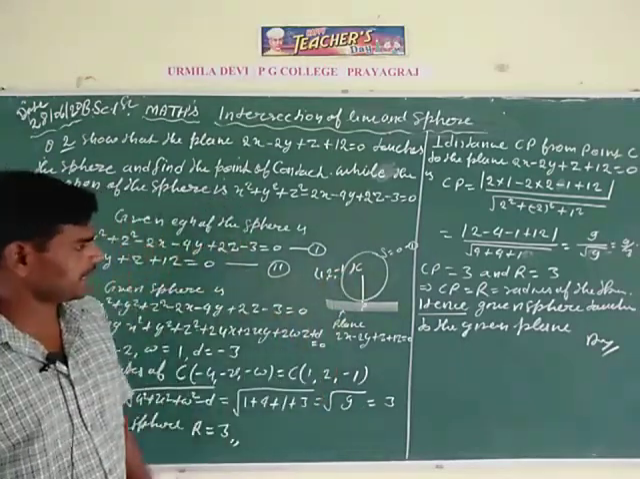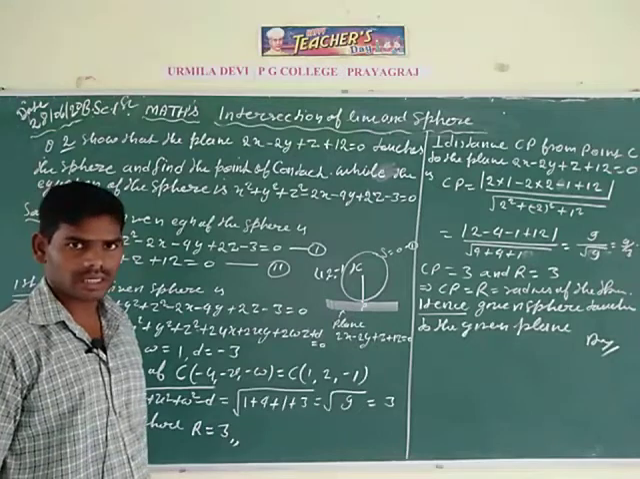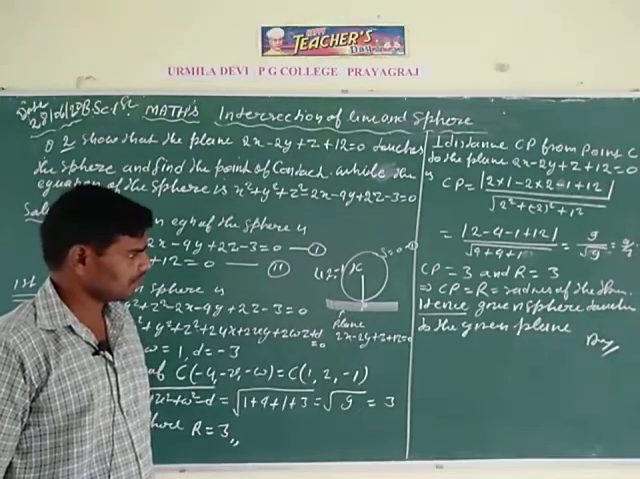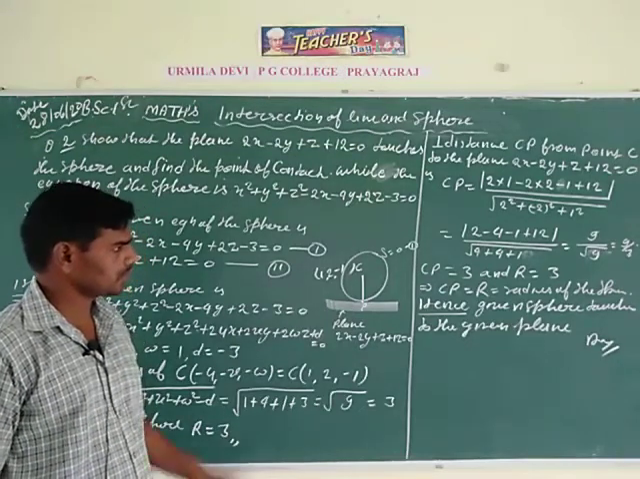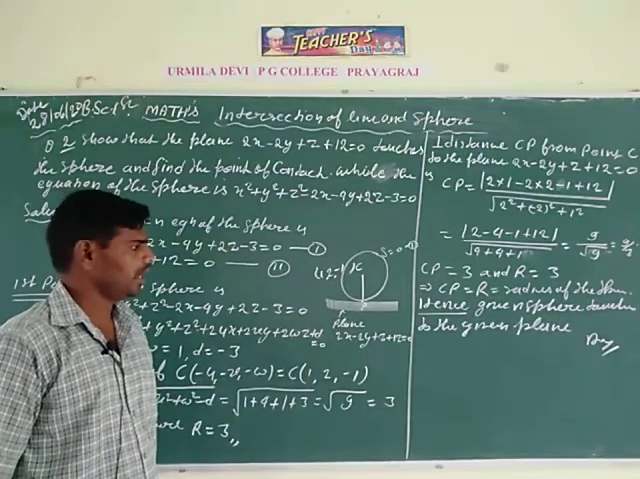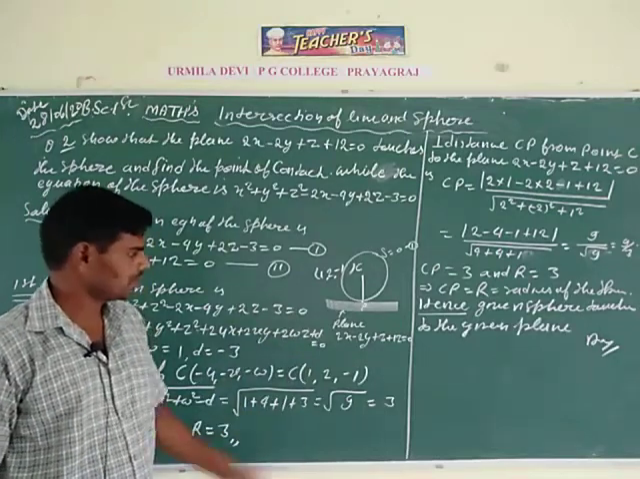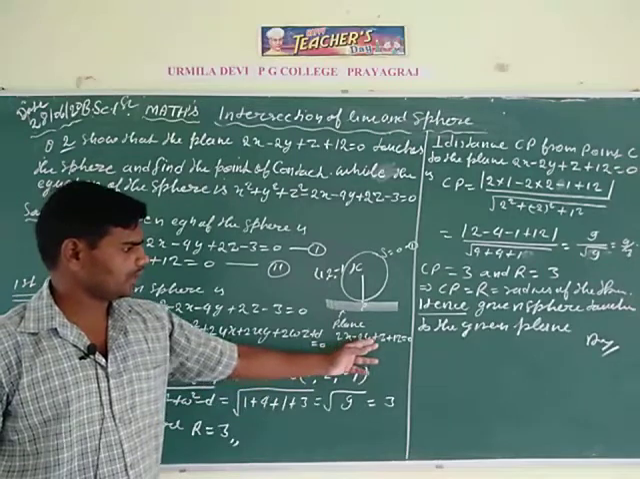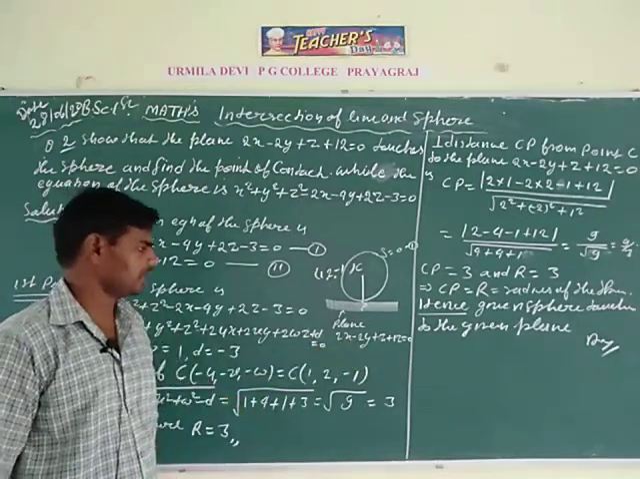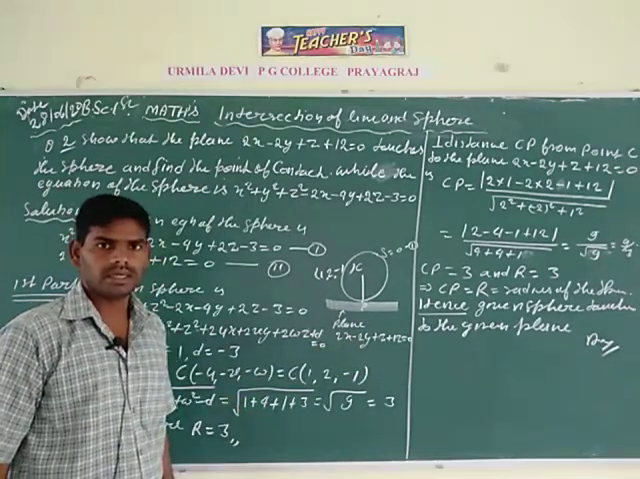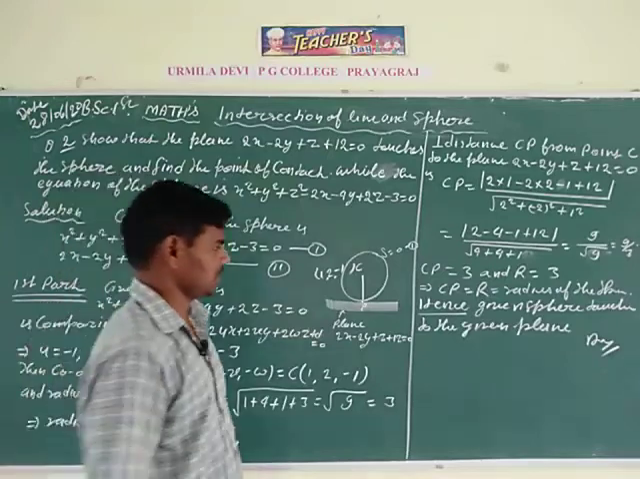So write an equation of the straight line, the normal line CP, which passes through the point capital C and has direction ratios 2, minus 2 and 1, meaning the coefficients of x, y and z of the given plane equation.